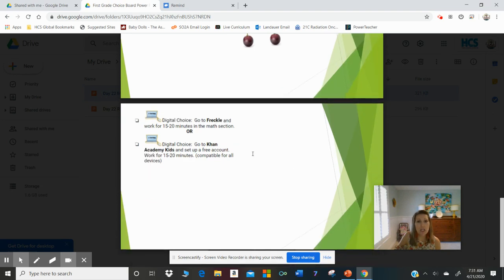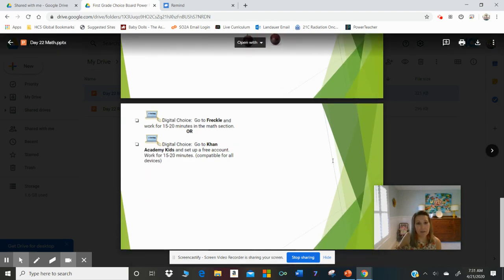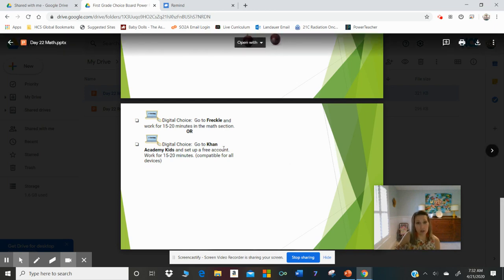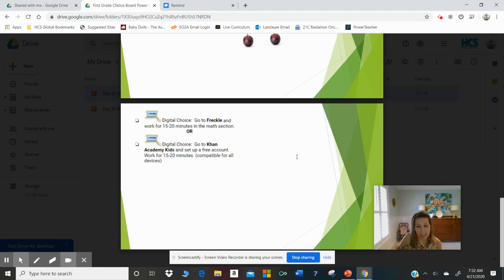And then lastly, you can do your digital choice. You can go to Freckle and work for 15 to 20 minutes in the math section, or you could go to Khan Academy and set up your free account.